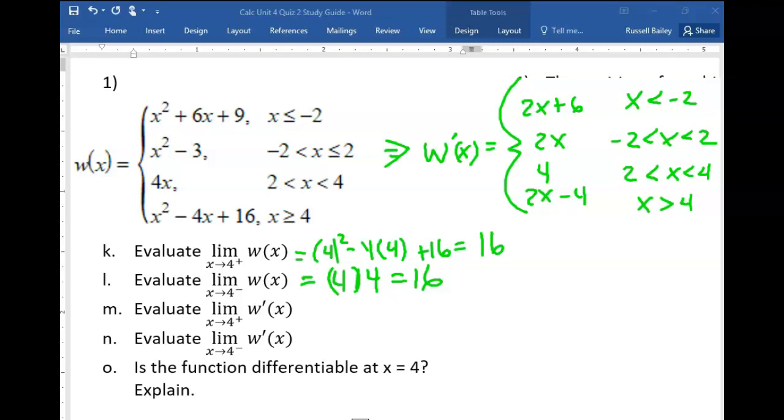So we're going to be approaching 4 from the right. Bottom piece of the derivative there would be 2 times 4 minus 4. That would be 8 take away 4 is 4. Repeating that process with approaching 4 from the left, we're going to be using the third piece down, which is 4.